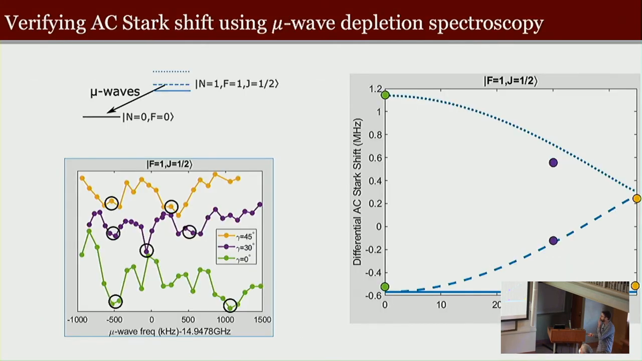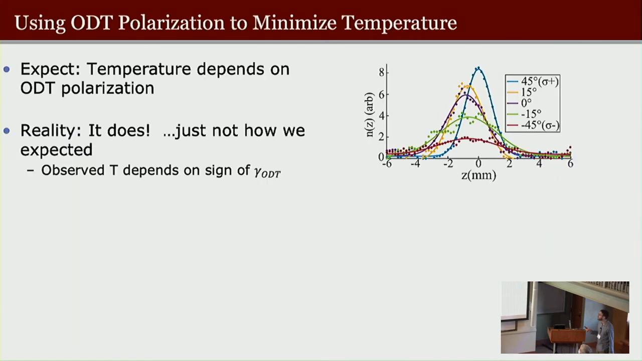Okay. So we verified that our Stark shift calculations were reasonably accurate by using microwave depletion. Basically, we were able to see that there are these depletion features. One kind of moves towards higher frequency, which we see here, and another one always occurs in the same spot, no matter what our polarization is. We see that here. So that gave us some confidence that we were actually calculating these things correctly.